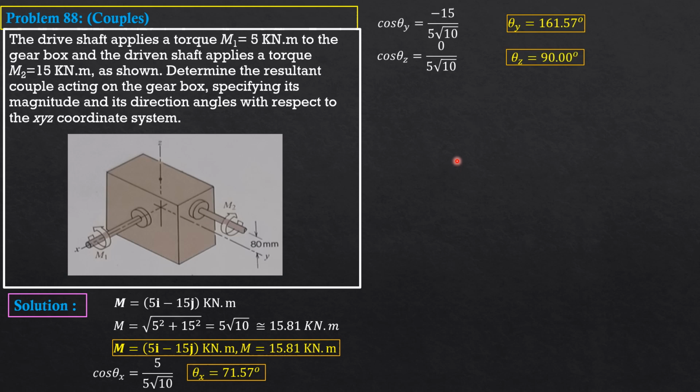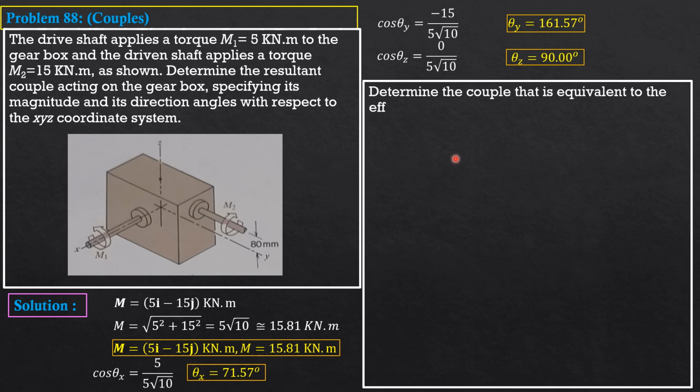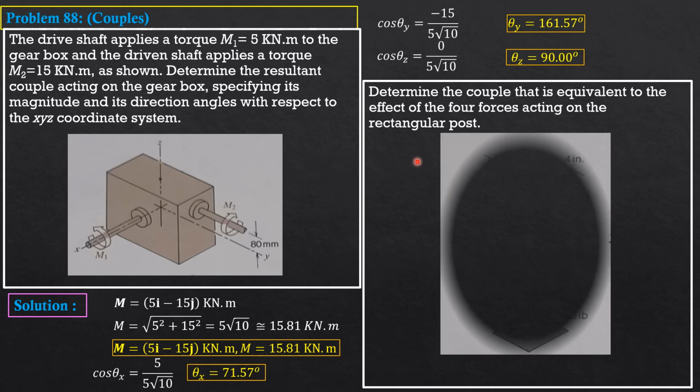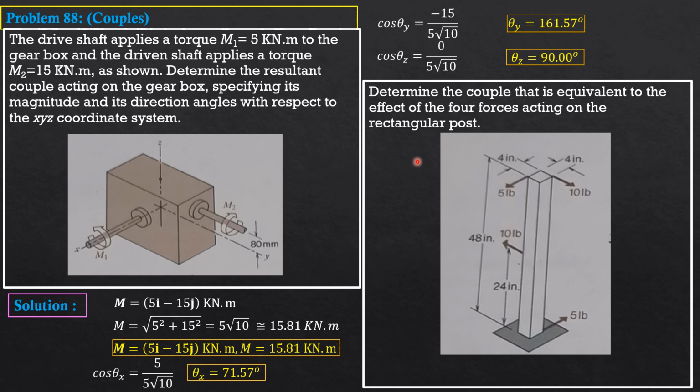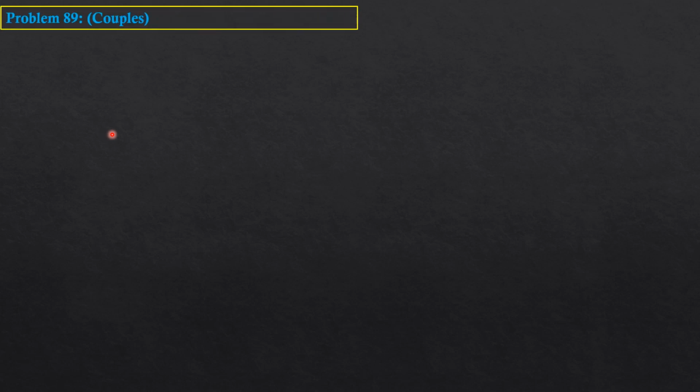Then for your part, here is your problem. Determine the couple that is equivalent to the effect of the four forces acting on the rectangular post. Show that the answer would be negative 2,400i plus 240j minus 20k pound-inch.